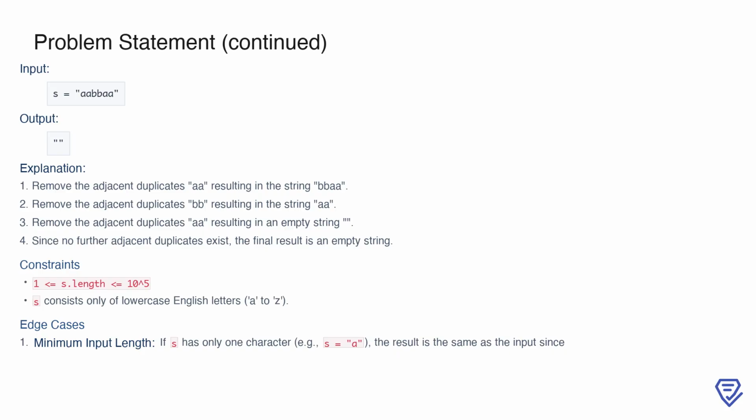For the third example, the input is abbaaa. In the first step, we remove the adjacent duplicates bb, leaving aaaa. Next, we remove aa, which gives us aa. Finally, we remove the last aa, leaving an empty string. Since no adjacent duplicates remain, the final result is an empty string.